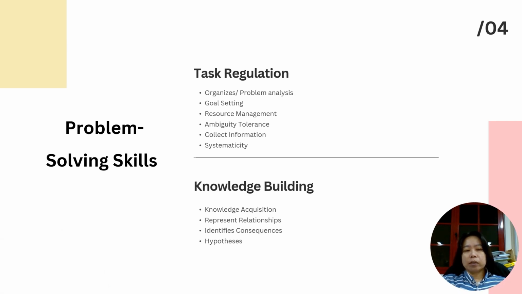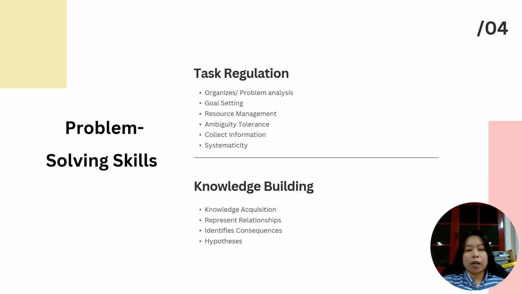Before we move to the research methodology, I would like to brief the literature review regarding the key elements in the research: the problem-solving skill and the gamification elements. In this research, the problem-solving skill is divided into two categories, which are task regulation and knowledge building. Task regulation refers to one's ability in problem analysis, resource management, goal setting, and information collection, flexibly and systematically.